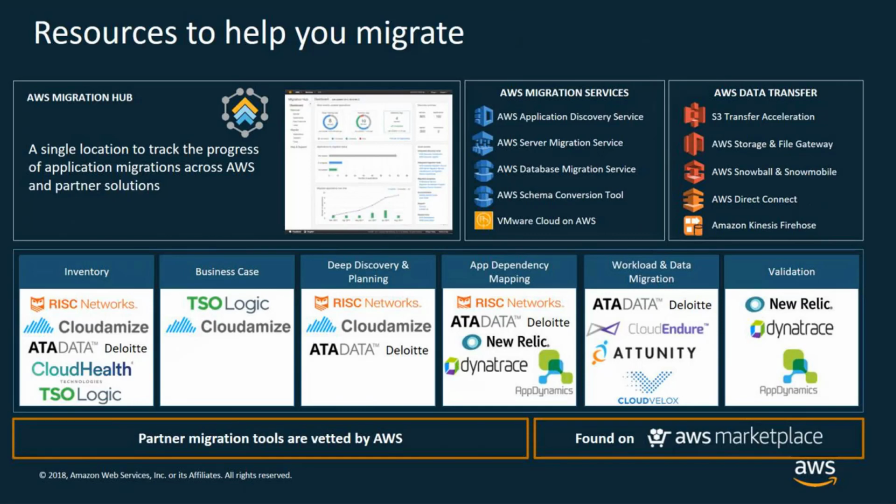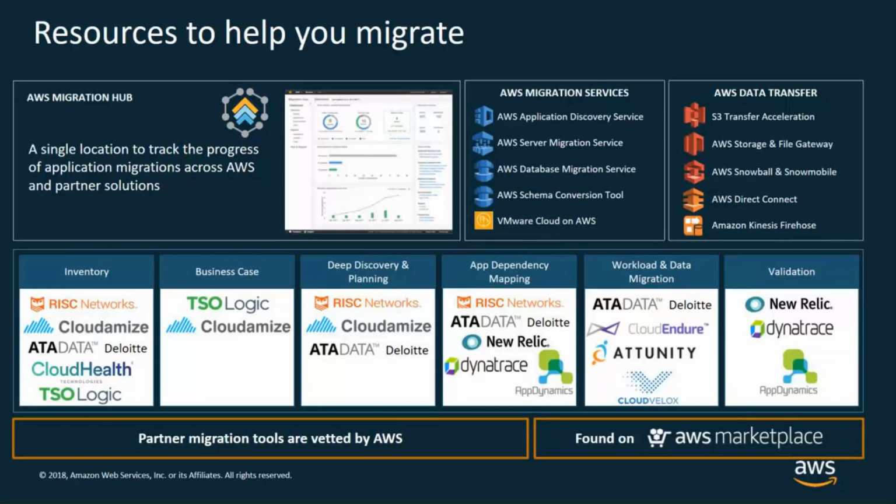So one of the things to bear in mind is that we have plenty of resources to help you migrate. Whether you're looking at AWS Migration Hub on the top left, or some of the migration services that include Application Discovery Service to AWS Server Migration Service, and then some of the data transfer services that we covered on the previous slide. And then on the bottom half, we have various partner solutions or partner tools that apply to different stages of the migration process.